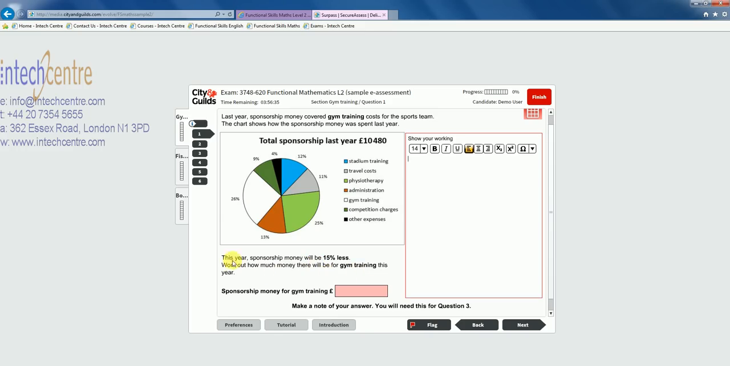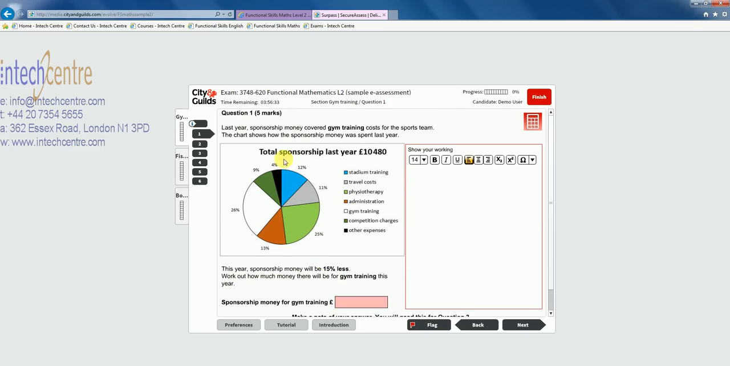So this is the actual question. This is the information that you need, but this is the actual question. So this year sponsorship money will be 15% less. Work out how much money there will be for gym training this year. So the first thing that we need to do is work out the gym training sponsorship money. So last year was 10,480 and only 26% went on gym training. So what we will need to do, we'll need to work out what 26% of gym training.